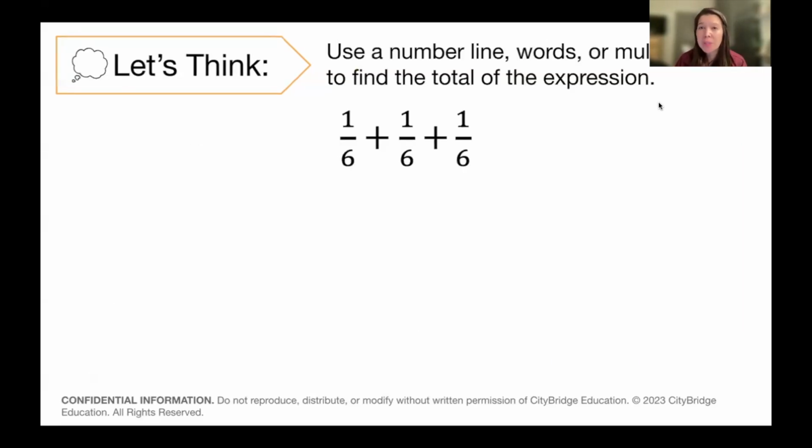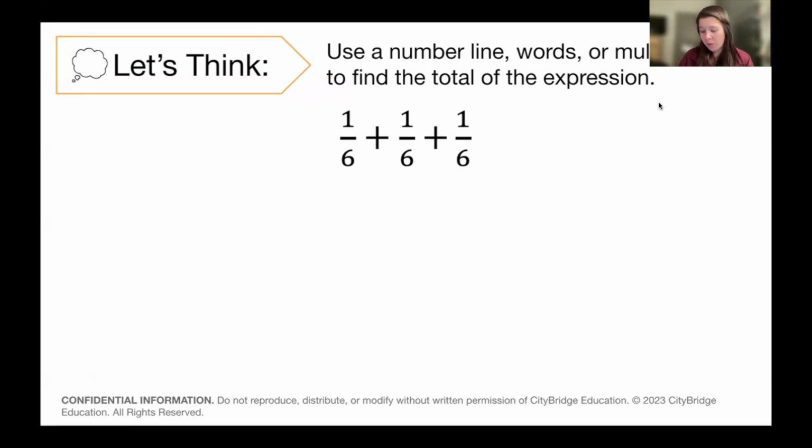All right, read this problem with me. It says, use a number line, words, or multiplication to find the total of the expression. So it's telling us that we can use words, we can use a number line, or we can use multiplication to find the total of the expression. So here we have 1/6 plus 1/6 plus 1/6. And it's asking us to show the total 3 different ways, using a number line, using words, or using multiplication.